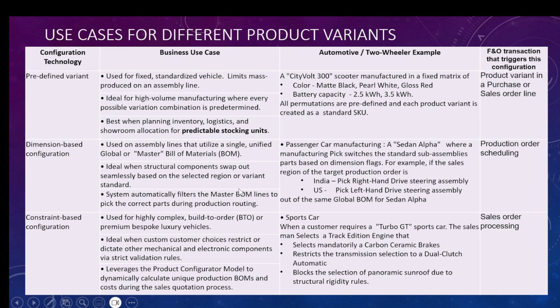What we don't have to do is pick and choose; the system does it automatically. That's the beauty of dimension-based configuration. Here in a predefined variant, we pick and choose which color we want, which battery capacity we want.